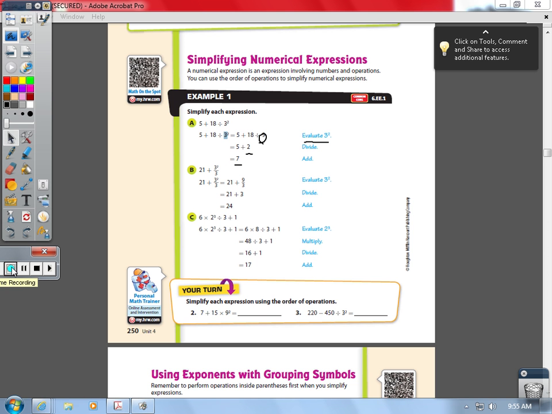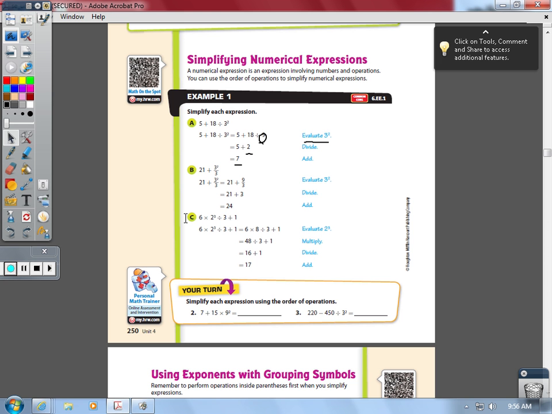So in the next example, we have a fraction here, but that shouldn't throw you too much off. We're going to start off with 3 squared since there's no parentheses, so we'll start off with the exponents. 3 squared equals 9. So 21 plus 9 over 3. And then the next part that we have to do is divide. 9 divided by 3 is 3. So 21 plus 3 equals 24.